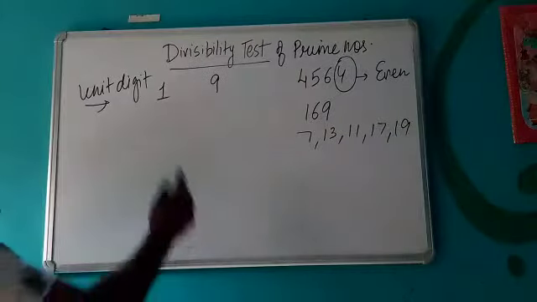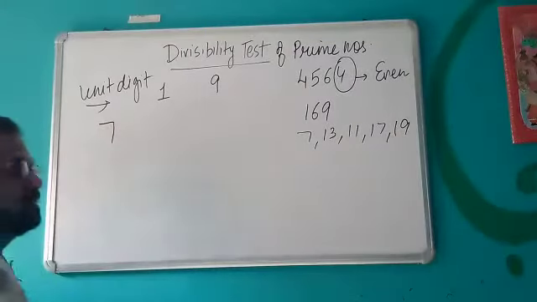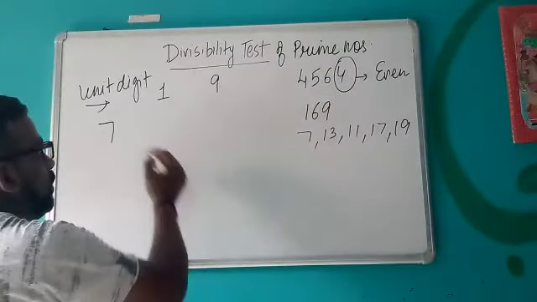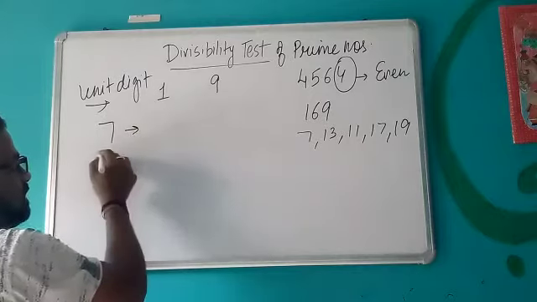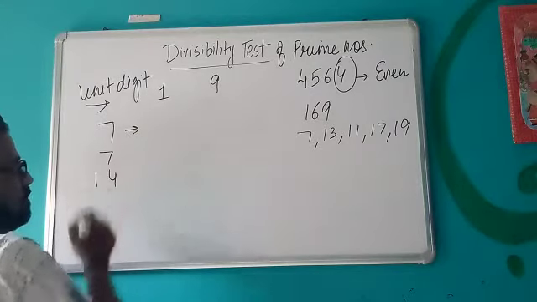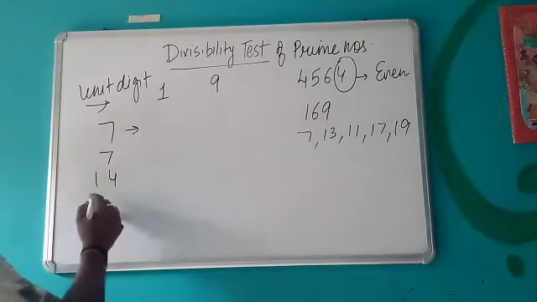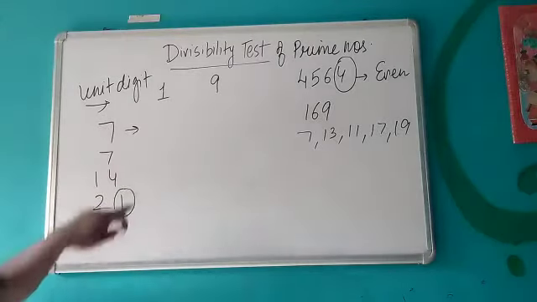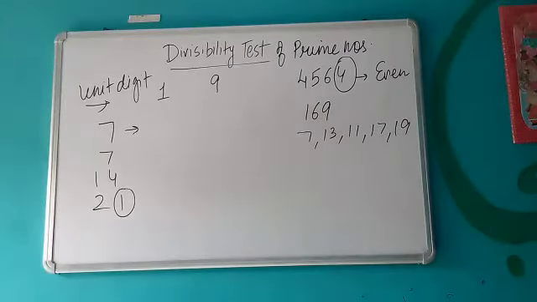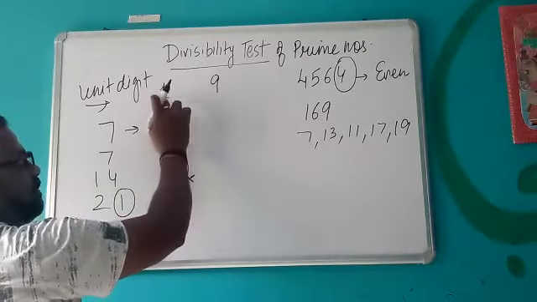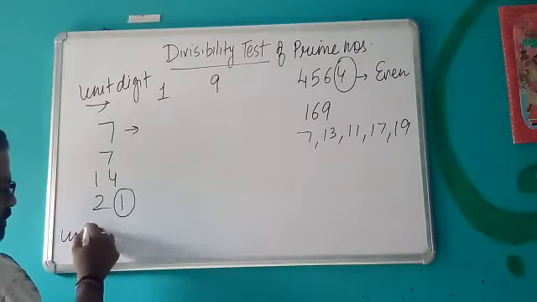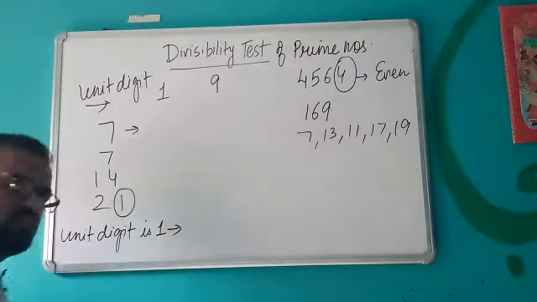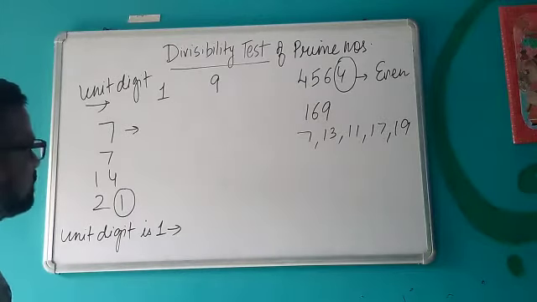For example, suppose I have to find the divisibility test of 7. What I will do is write a table of 7. 7 ones are 7, 7 twos are 14, 7 threes are 21. I got this. So 1 I have got as the unit digit. So when the unit digit is 1, how do we write the divisibility test?